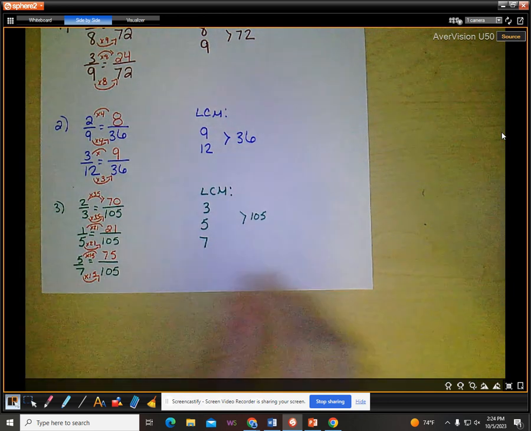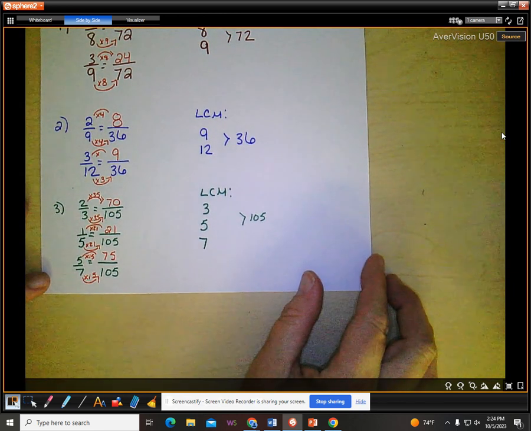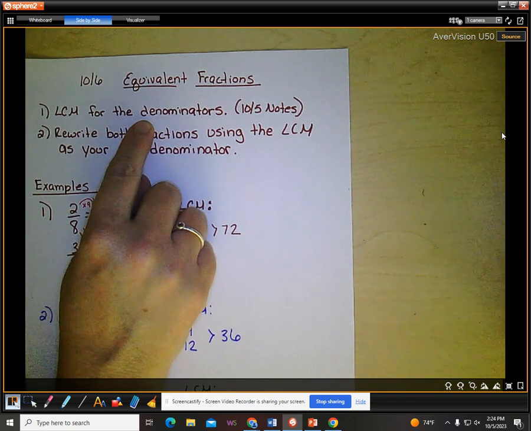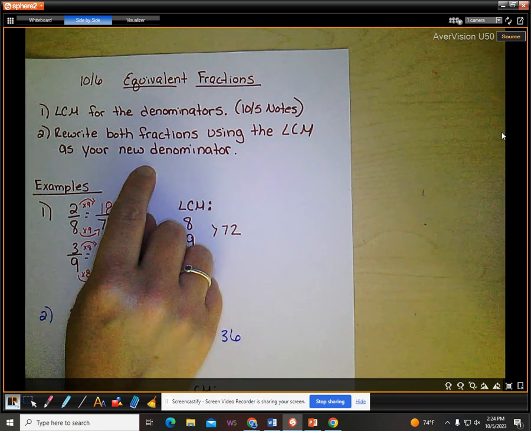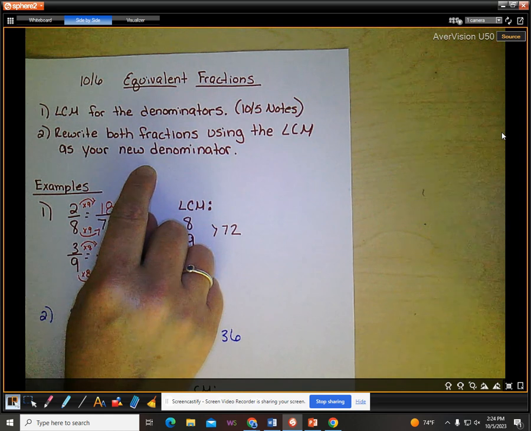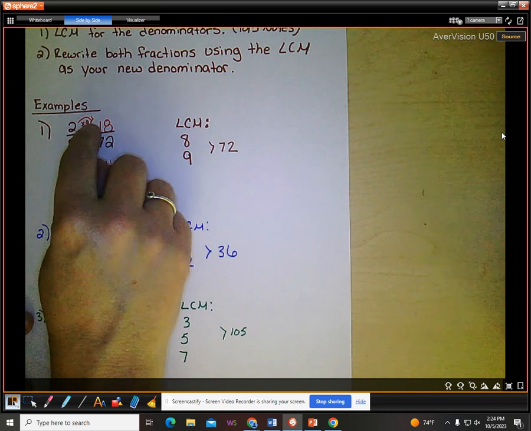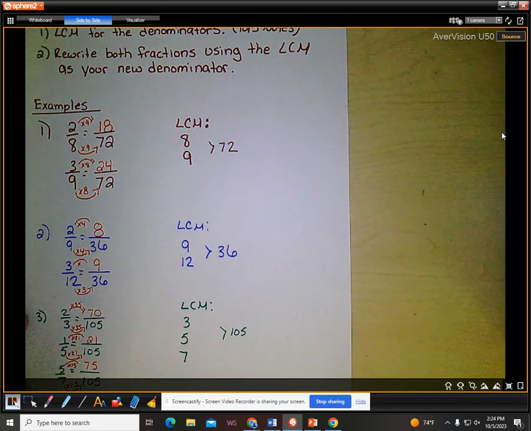Okay, so again, you can pause this, go back and look at it, but you'll use least common multiple as your denominator, and then you'll rewrite both fractions using the least common multiple as your new denominator. Remember, whatever you do to the denominator, you have to do the same exact thing to the numerator.